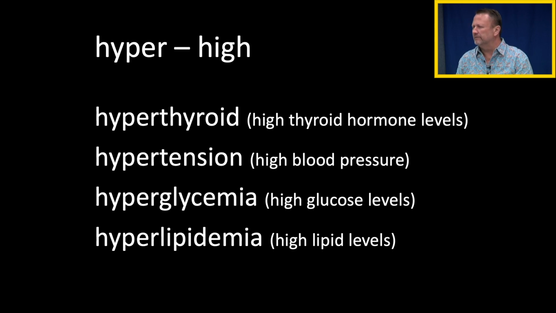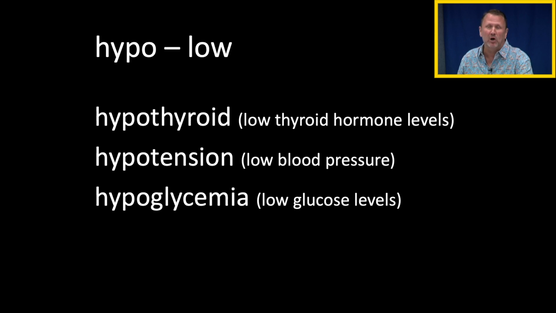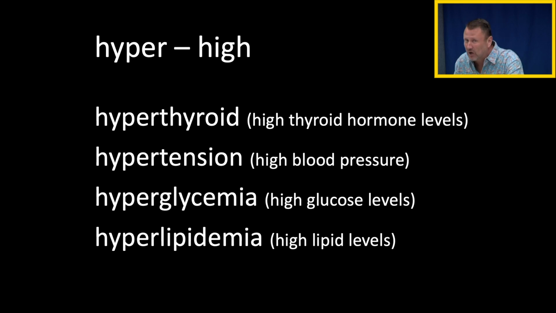All right, before we slog through all of the terminology, which would probably take me two lectures, we're going to cover some of the most common things. One of the most common is hyper, high, hypo, low. So hyperthyroid, high thyroid hormone levels. Hypertension, high blood pressure. Hyperglycemia, high blood glucose. Hyperlipidemia, high lipid levels. Emia meaning in the blood.